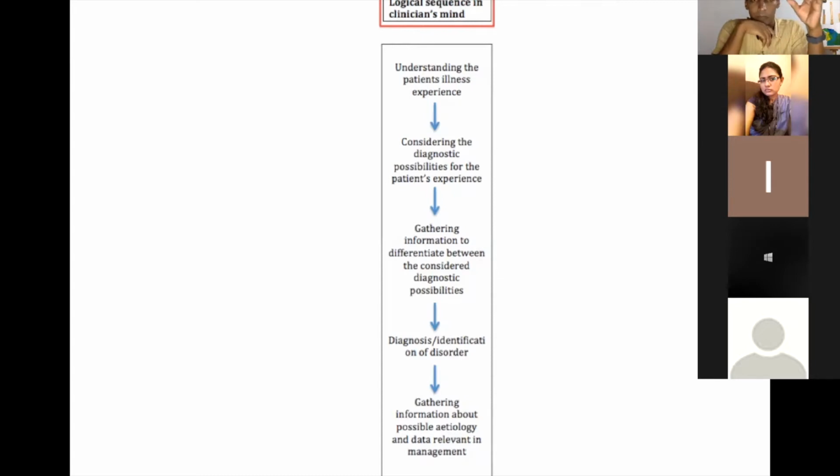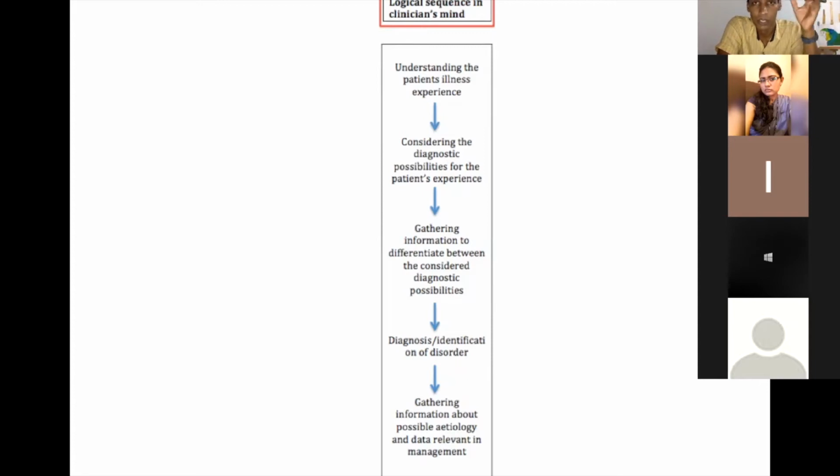Now, this is the second step. First we try to understand the clinical experience, then we think of diagnostic possibilities. Then after that, we try to differentiate between those possibilities and arrange them in a hierarchy with the most probable differential diagnosis on top and the least probable at the bottom. And then if possible, we try to come to the most probable diagnosis for that clinical picture, and then gather more information about possible etiologies and data relevant to management, etc.